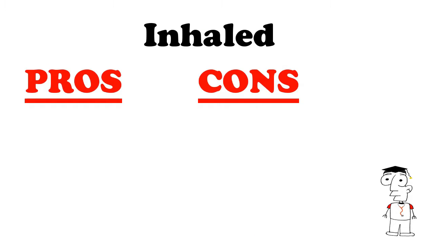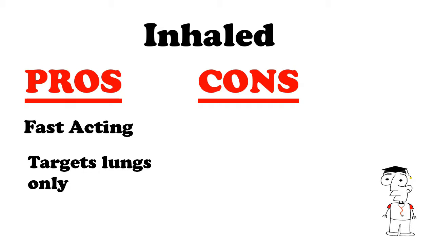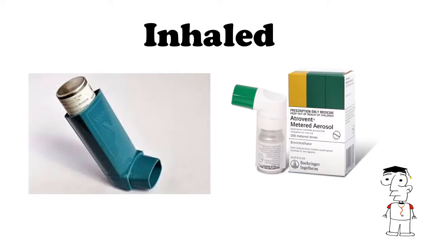The pros are their very quick absorption as the lungs have a huge surface area. They can target the lungs easily without affecting the entire body. The cons: they can be misused fairly easily, and medications can end up in the mouth and not actually breathed into the lungs. Some medication examples: Ventolin and Atrovent.